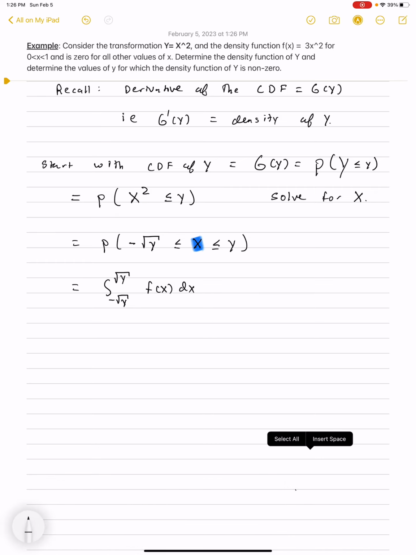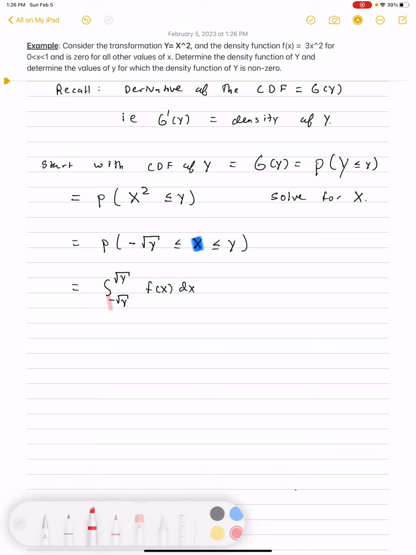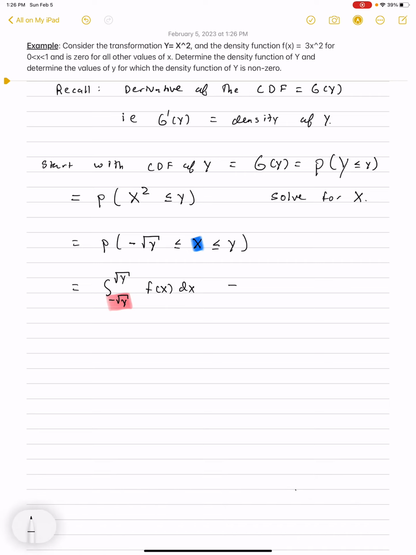Okay, but I look at this formula for f of x, it only applies when x is greater than 0. So that bottom part shouldn't be negative root y here. It's 0 because the density function only applies for positive values. So this will be 0 to root y of 3x squared dx.